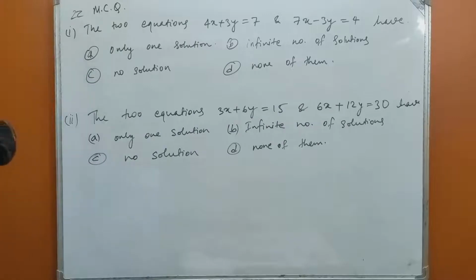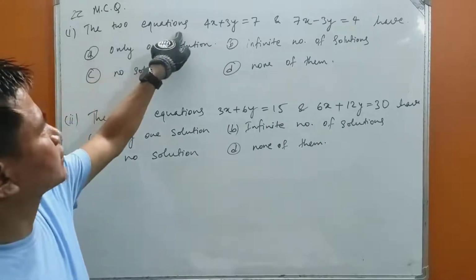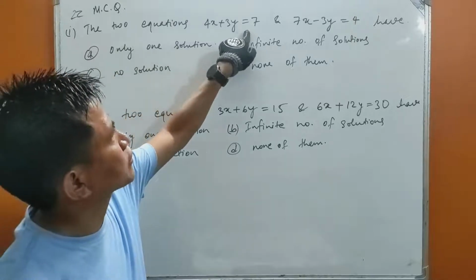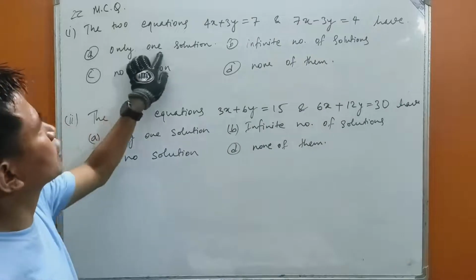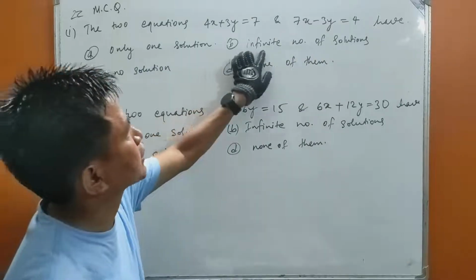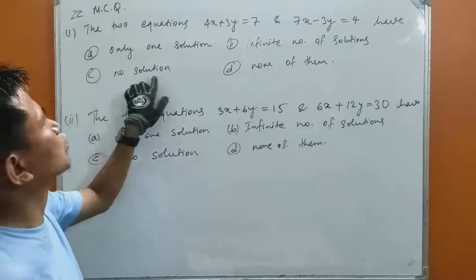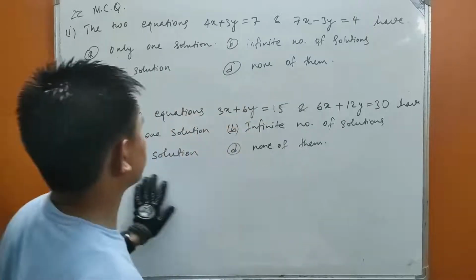Number 1 of MCQ, question number 1. The two equations 4x plus 3y equals to 7 and 7x minus 3y equals to 4 have only one solution. This is option A. Option B is infinite number of solutions. Option C is no solution. Option D is none of them. Okay, let's check.